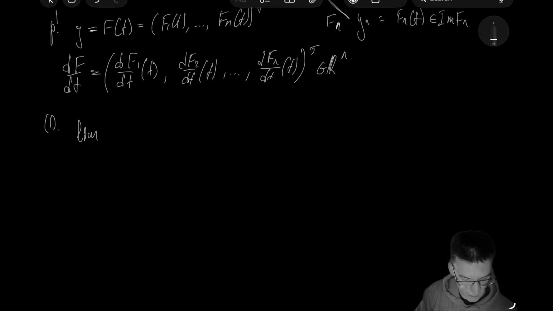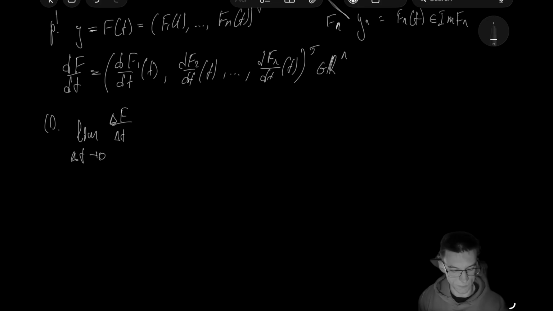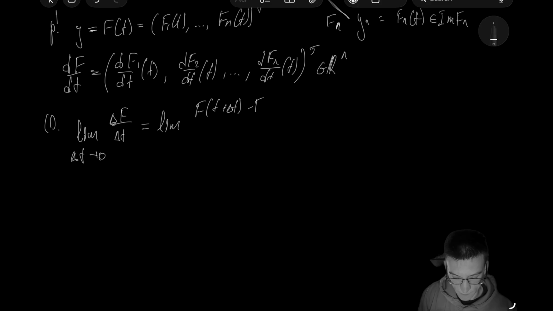The definition of limit for any vector function, or any function, is going to be the difference of these vectors over delta t when delta t approaches 0. The rate of change approaches 0 here, which is the limit of f of t plus delta t minus f of t over delta t.